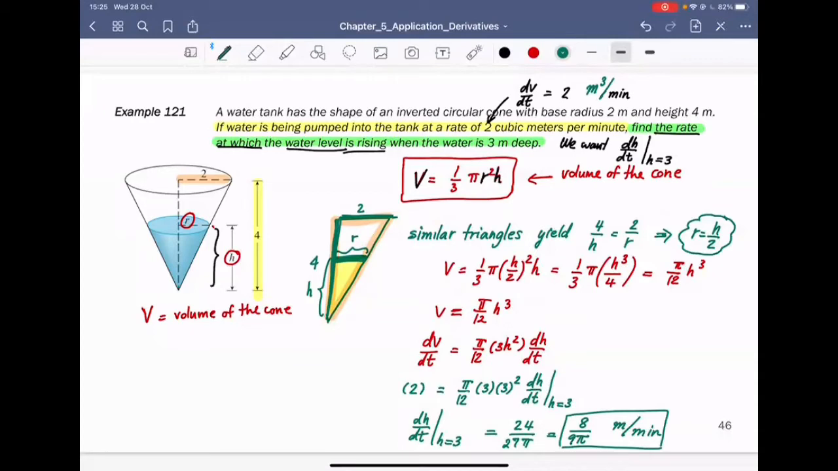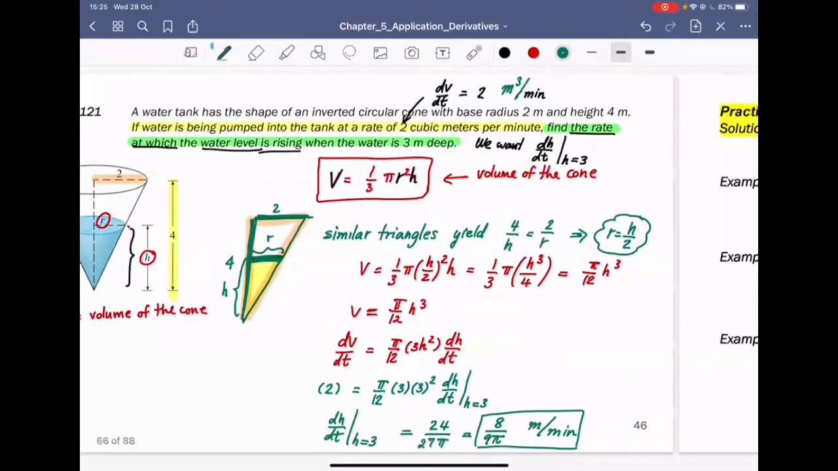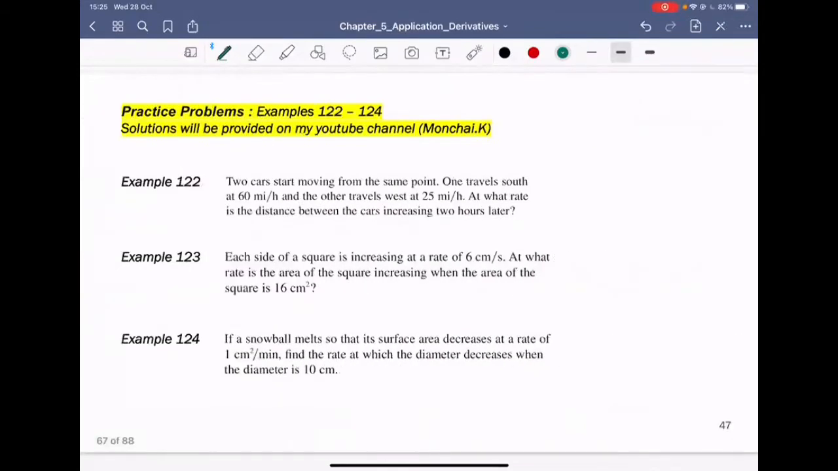Well, not hard at all. This is for related rates. So any questions in the chat for related rates, please. Otherwise we're going to move to the next section, indeterminate form, which is the last one for this chapter. Of course, you have practice at home: Examples 122, 123, and 124. Those are examples for this section.